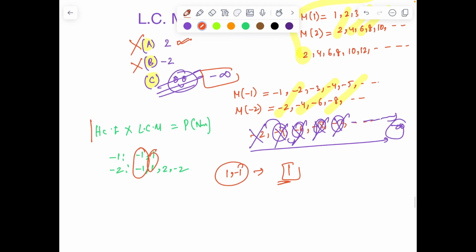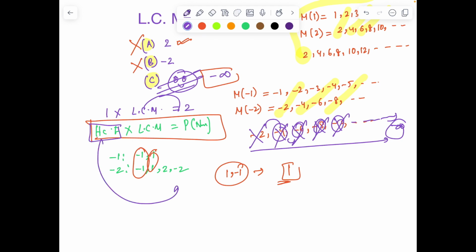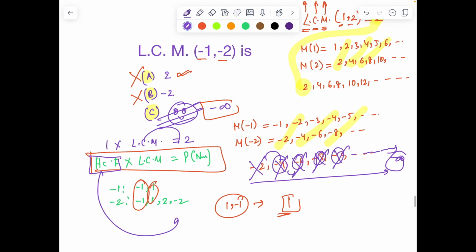And if you want to mimic the same idea of the product of numbers being HCF times LCM, then it's 1 into LCM, and the product of -1 and -2 is 2. So hence we'll be tempted to say LCM is 2. Now here is a catch. Are you really allowed to find HCF in this way between two negative numbers? What exactly is the definition of highest common factor? Please do comment.